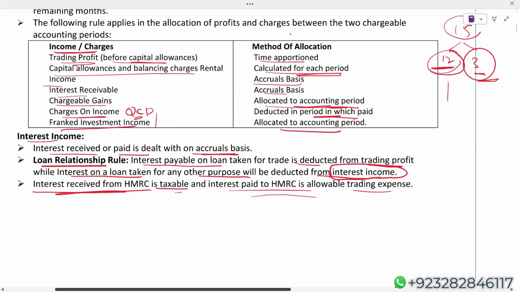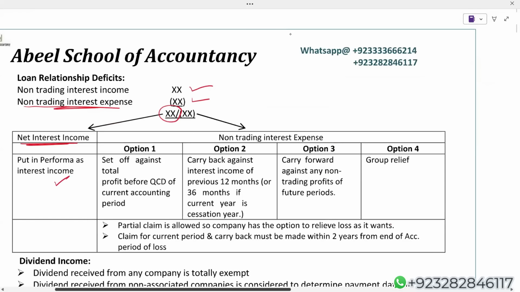Loan relationship deficit, a very important point: non-trading interest income less non-trading interest expense. If the final answer is positive, net interest income, just include that in the main proforma. If it is a deficit, it means your expense is more than the income. If the interest expense is more than the interest income, then how do you utilize the deficit? For a non-trading interest expense deficit, there are 4 options to utilize it.